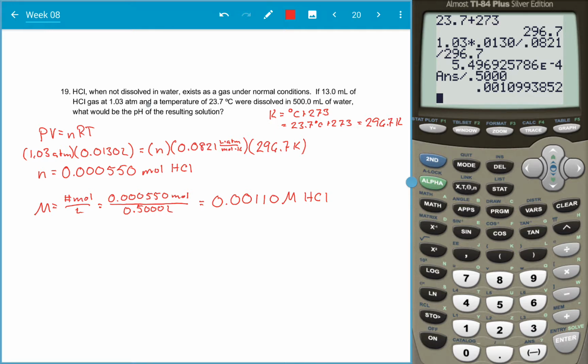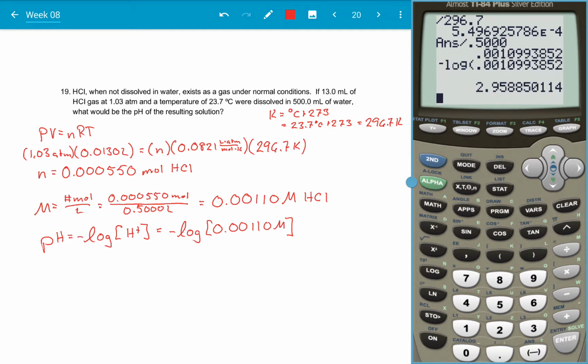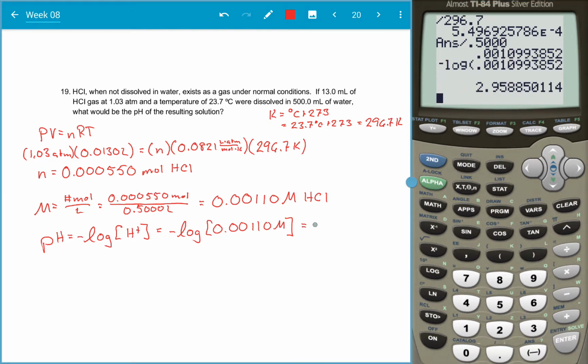Now, we're not quite done, because we want to know the pH, not just the molarity, of the resulting solution. So to calculate the pH from a molarity, we need the negative log of the hydrogen ion concentration, which would be the negative log of 0.00110 molar. Which would give us a final pH of 2.959. And that would be our final answer.